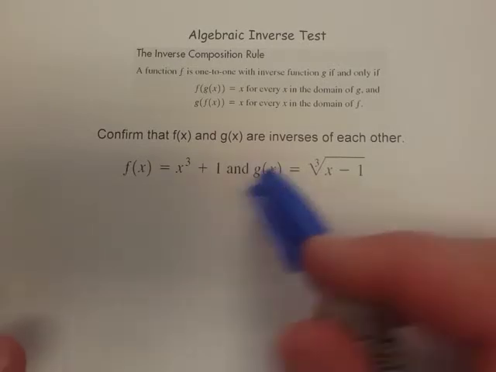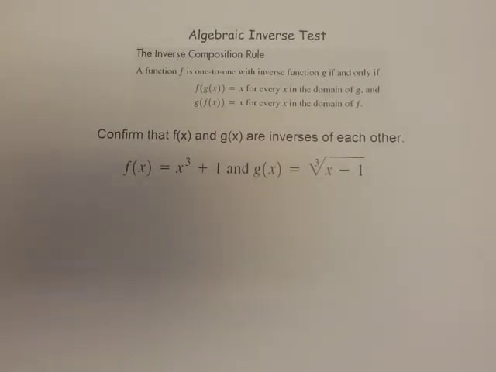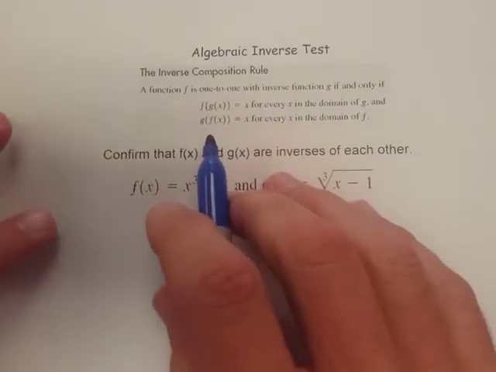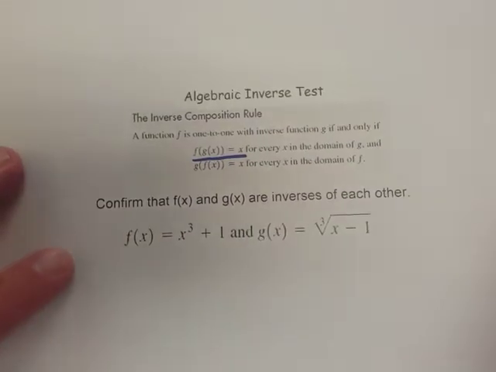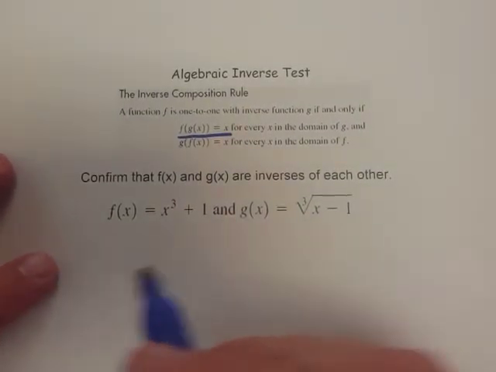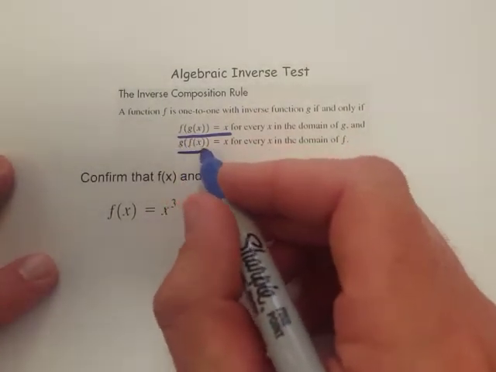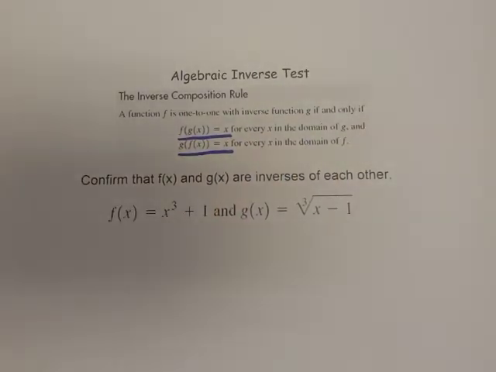Now, before we even do this, one way you could tell is if you put it in on the calculator and it looked like they were flipped over the line y equals x. That would just be kind of an informal way to determine that for yourself. But in this case, a little bit more straightforward approach is going to be with compositions. The algebraic inverse test says that if we do f of g of x and it turns out to just be x, and then we also go the other way around and it turns out to be x, then these two are inverses of each other on their domains.